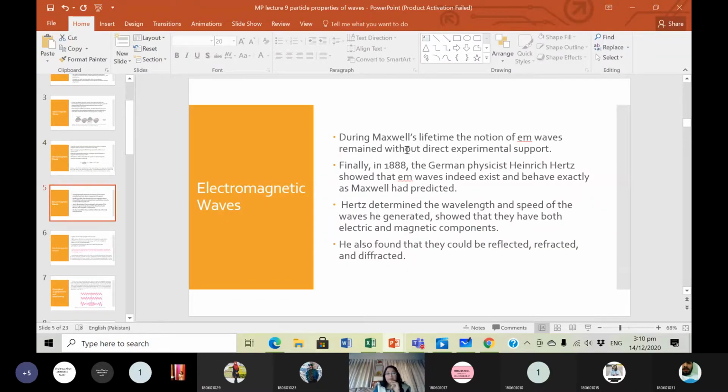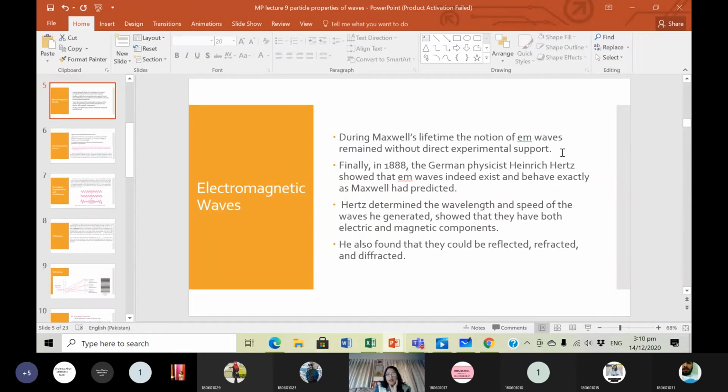During Maxwell's life, we did not have experimental support for electromagnetic waves, but in 1888, the German physicist Hertz showed that electromagnetic waves do exist and behave exactly as Maxwell had predicted. So during Maxwell's time, electromagnetic waves did not have direct experimental support. There was no experimental evidence at that time.